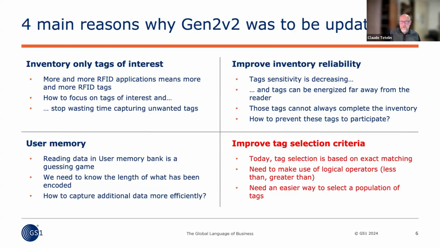This could be useful when, for example, you try to select a population of tags based on the value of an expiry date. I will provide an example of that later during this webinar.